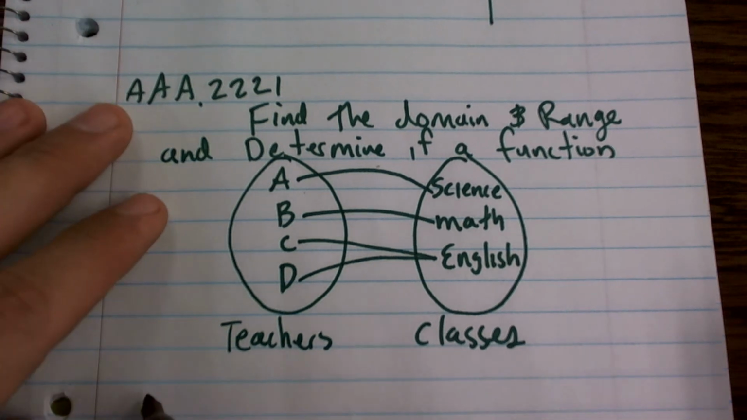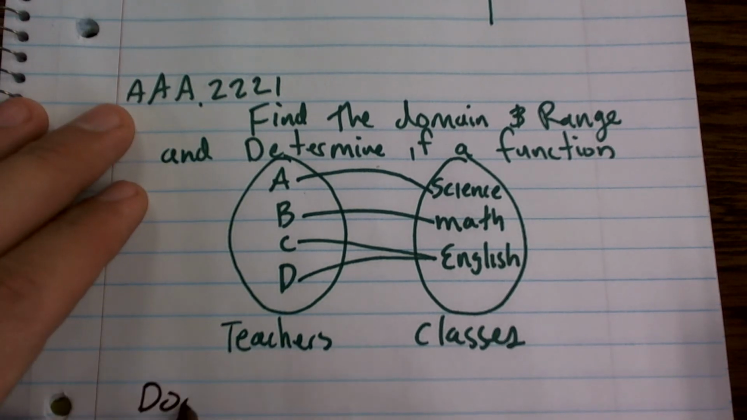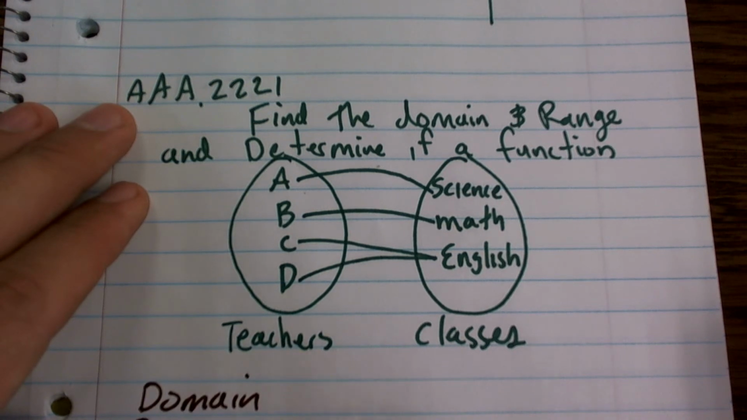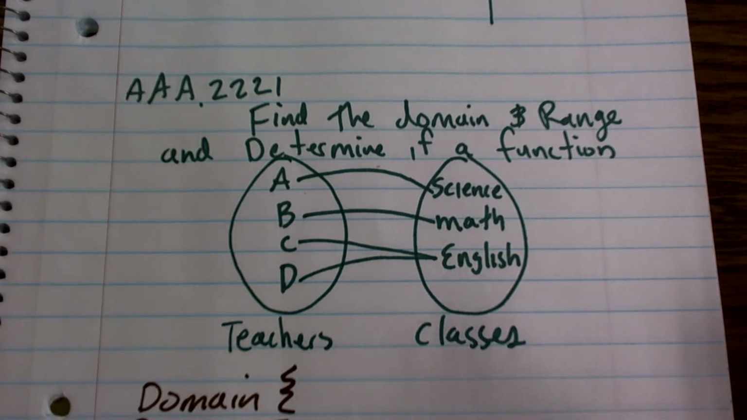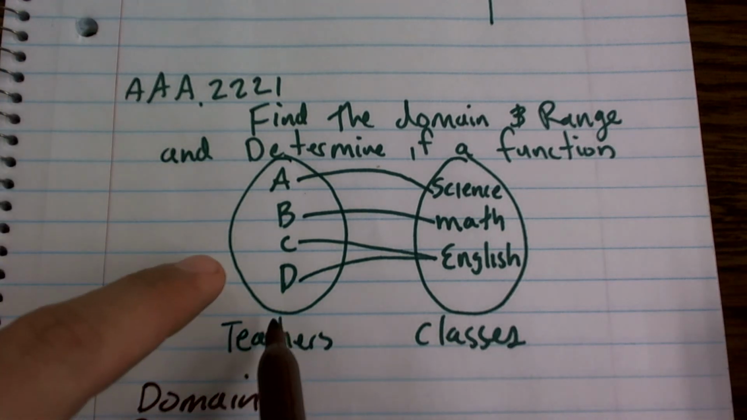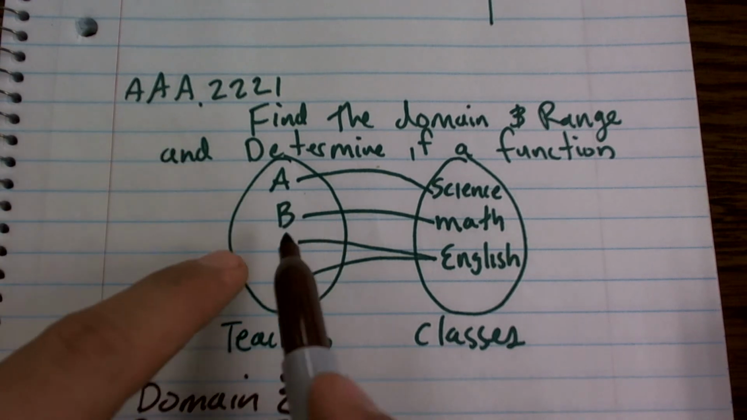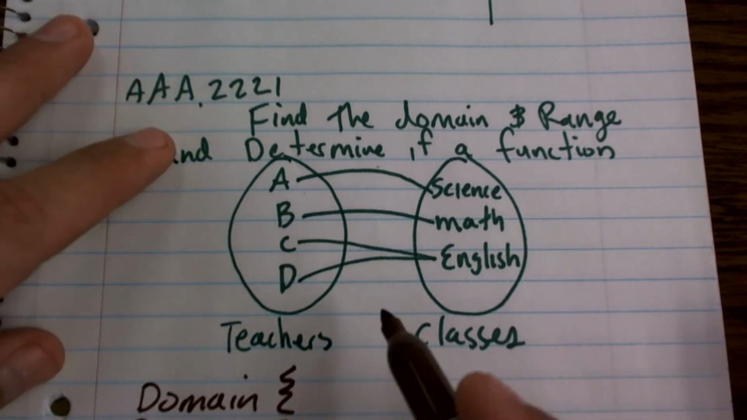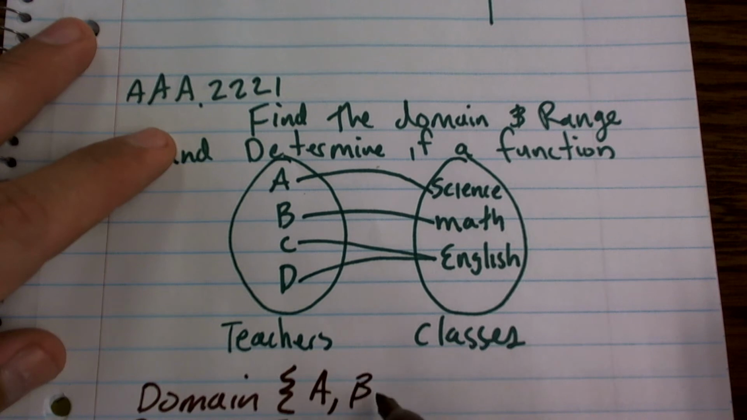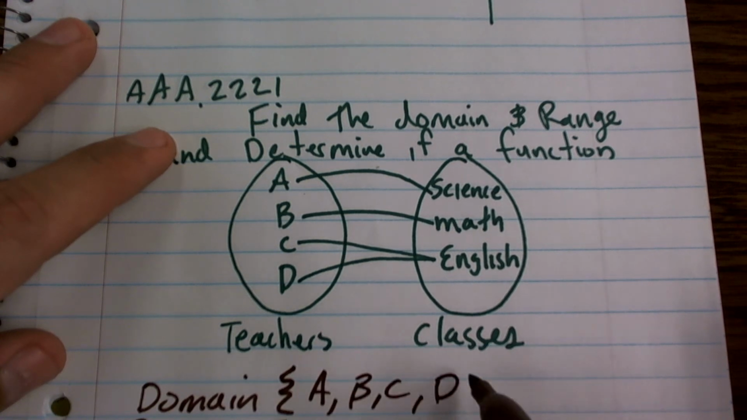So what we need to first do is list the domain and range, because that's usually the easiest part to get started. If you're having trouble remembering domain and range, or if it's a function or not, just write out what the domain and range are. Domain is going to be your input. Well, here it's actually the teacher. So we have teacher A, teacher B, teacher C, and teacher D. I'm just going to list those in this set here.